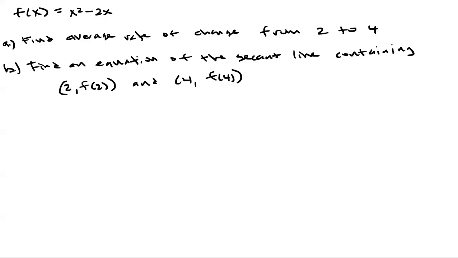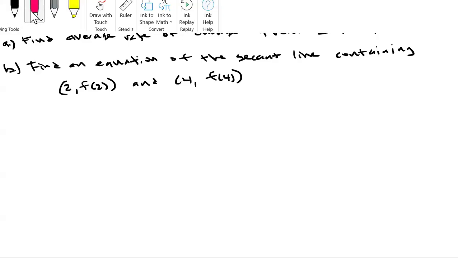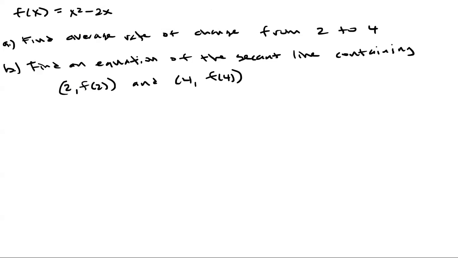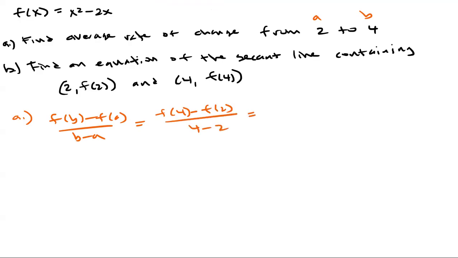Okay, so we want to find the average rate of change from 2 to 4, and then for part B, we want to find the equation of the secant line containing 2, f of 2 and 4, f of 4. Okay, so part A, we're going to do exactly what we've been doing. We're going to have f of b minus f of a over b minus a. So in this case, this is a to b, so this is going to be f of 4 minus f of 2 divided by 4 minus 2.